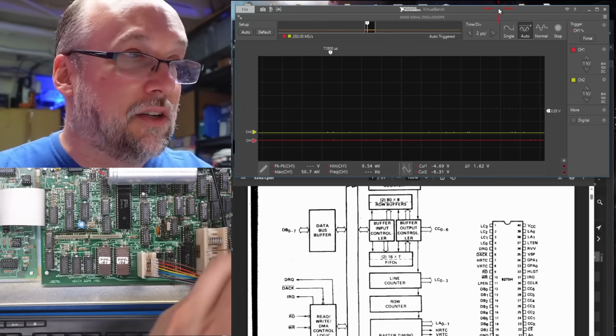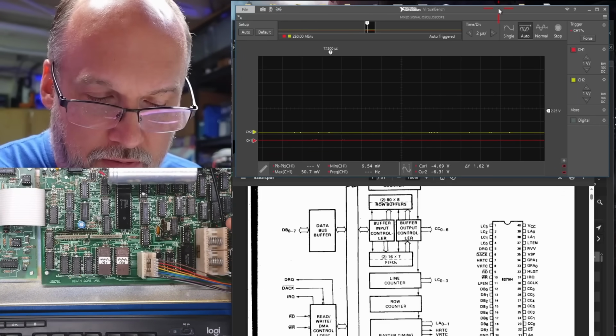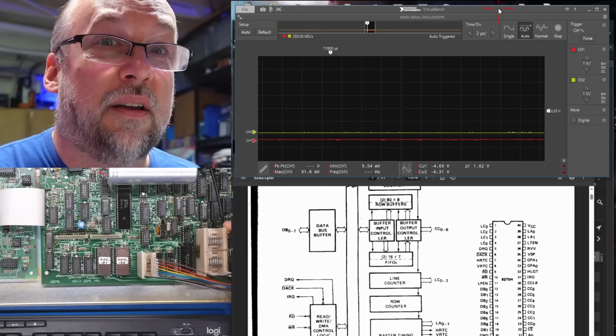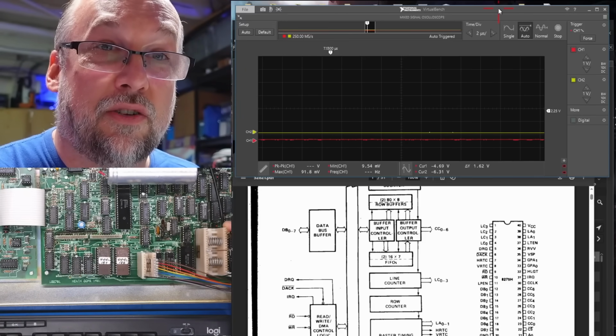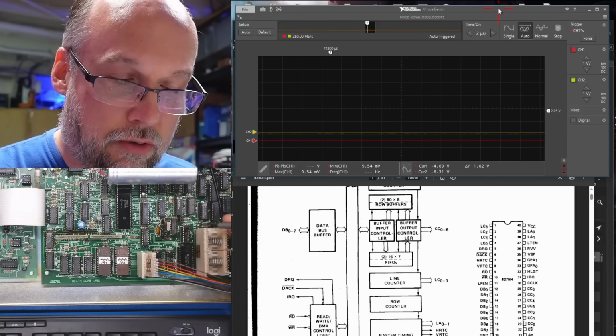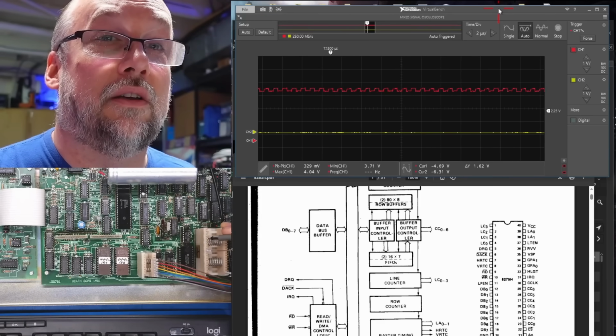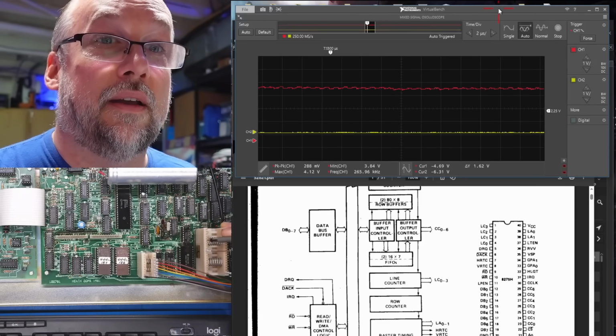Okay, so we are back to looking at the oscilloscope. Again, let's take a look at the outputs of this chip. The system is running right now, and I am on pin 39 and 38. That is doing nothing at all. Let's look at the line counters. This is pins 1, 2, and 3. This goes to the EEPROM, high, low, low. This is the DRQ signal. It's just high right now.